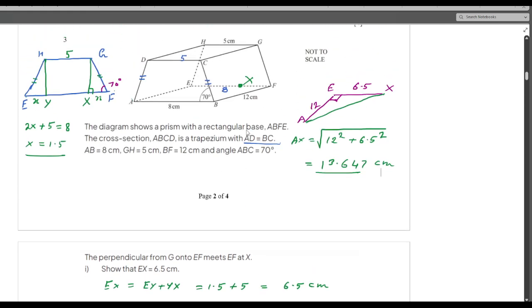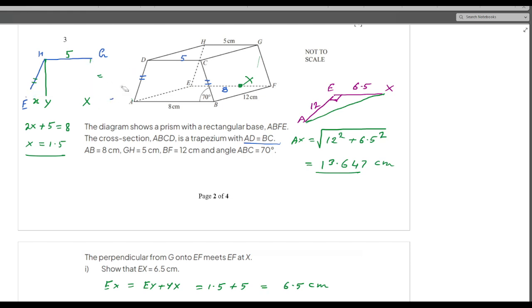So, diagonal AG. Now, let me draw again one triangle which includes AG and X. Okay, so let me do that over here only. Let me remove all these things. In your paper, you will do all these things at their required places.